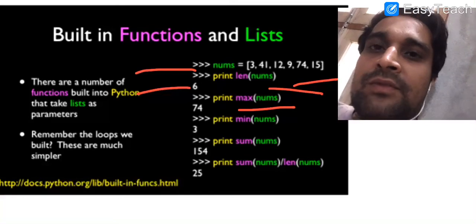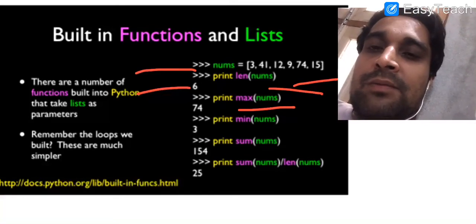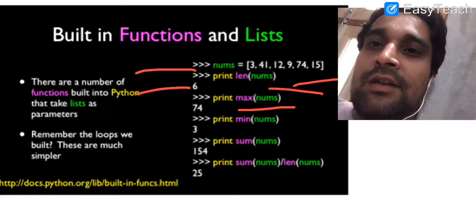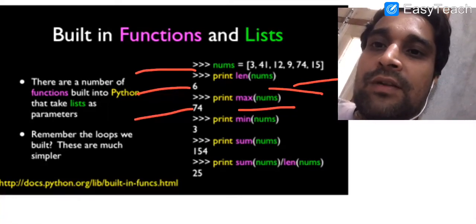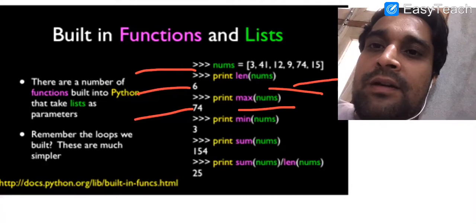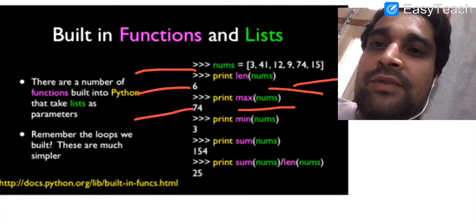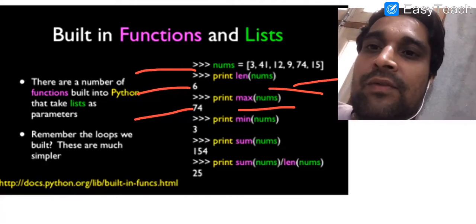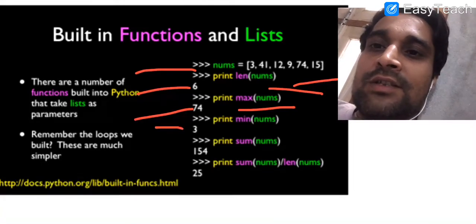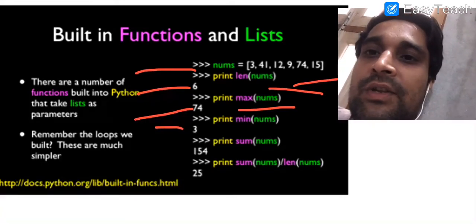Thereafter we are using the max function. The max function will return the maximum value available in the list. In our example, the maximum value is 74, that's why we are getting 74. When you write print with the name of the list passed in the brackets as a parameter for the min function, then we will get 3 because 3 is the smallest element available in the list.